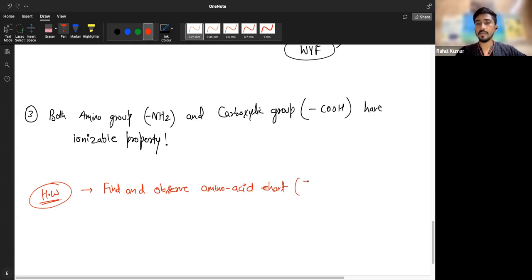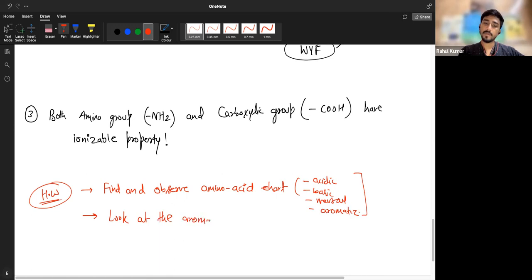Basically, what properties it should have is which are acidic amino acids, which are basic amino acids, which are neutral, and which are aromatic. Second, look at the aromatic ring structure.